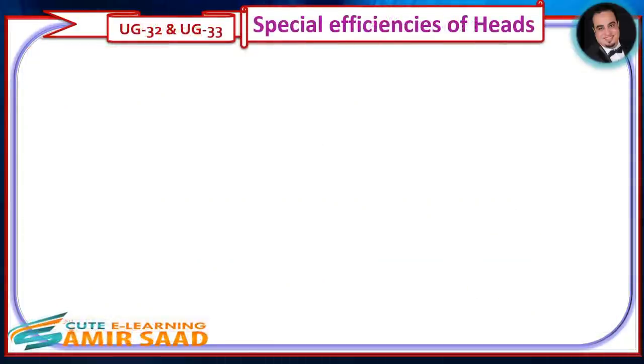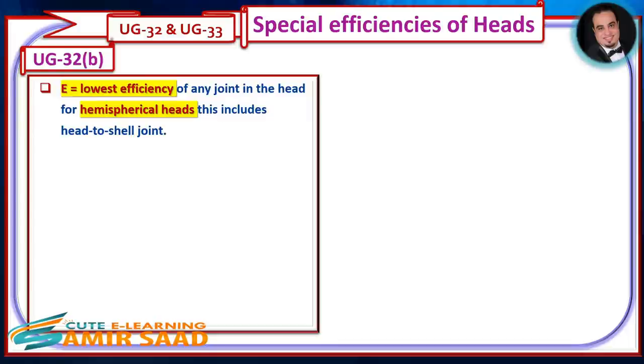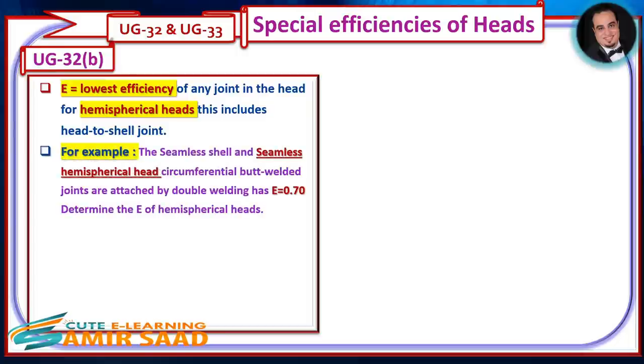Special efficiencies of heads. As per UG-32(b), E equals lowest efficiency of any joint in the head. For hemispherical heads, this includes head-to-shell joint. For example, the seamless shell and seamless hemispherical head circumferential butt welded joints attached by double welding has E equals 0.70. Determine the E of hemispherical heads.